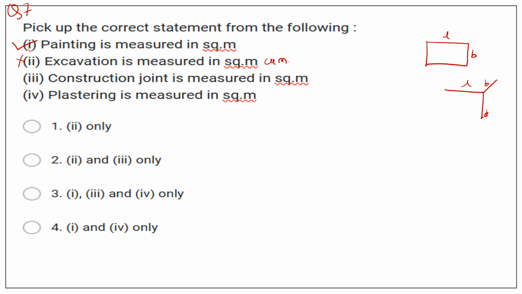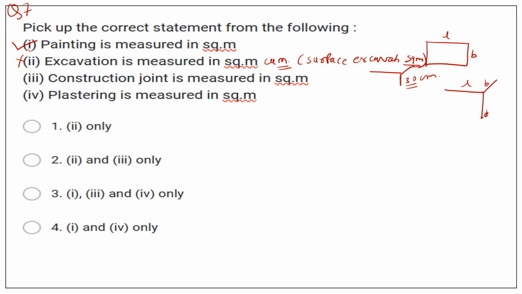So the second one is wrong. The surface excavation is measured in square meter. Surface excavation is nothing but where length is given, width is given, but depth is very less, which is less than 30 centimeter. So this condition is surface excavation, and surface excavation is measured in square meter, and only the excavation which has more depth than 30 centimeter is measured in cubic meter.